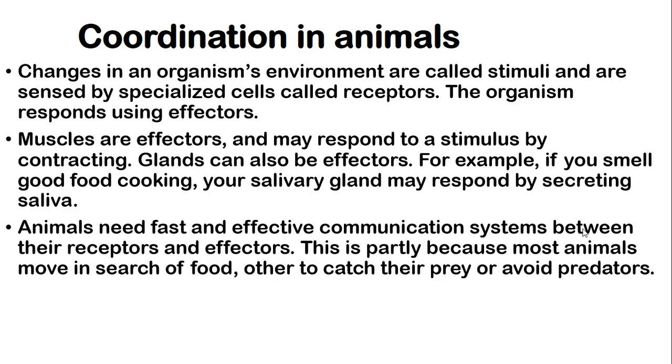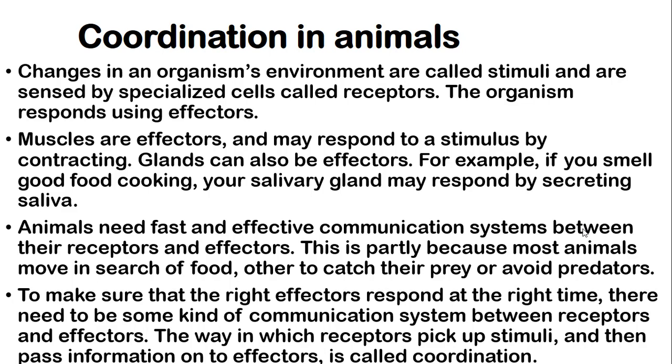The endocrine system produces hormones and the nervous system uses cells called neurons to send messages from one part of the body to the next. To make sure that the right effectors respond at the right time, there needs to be some kind of communication between receptors and effectors. The way in which receptors pick up stimuli and then pass information onto an effector is called coordination.